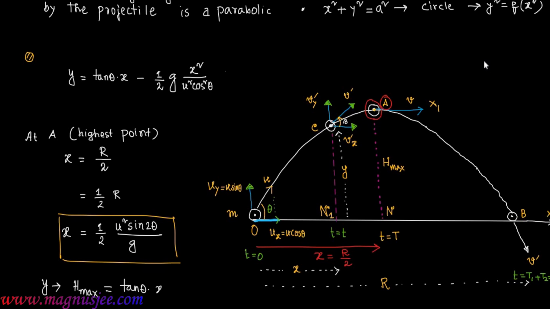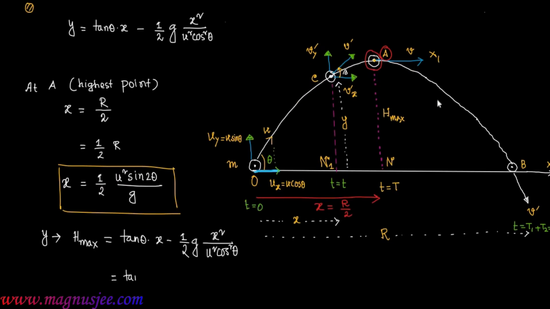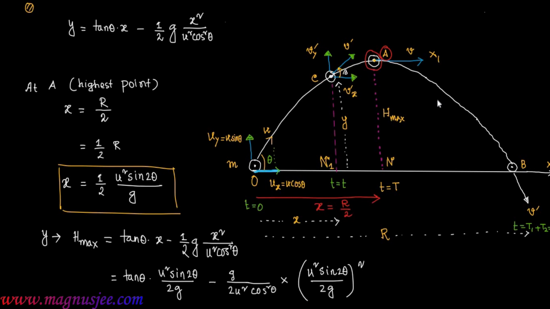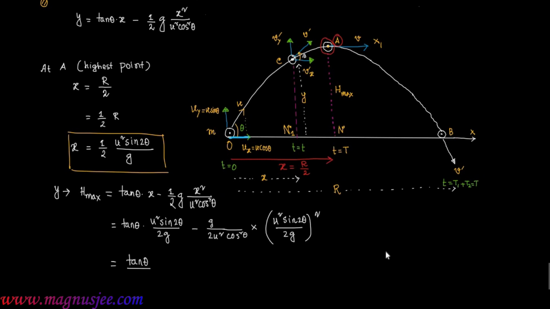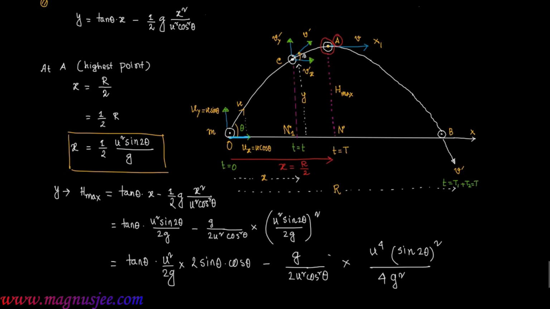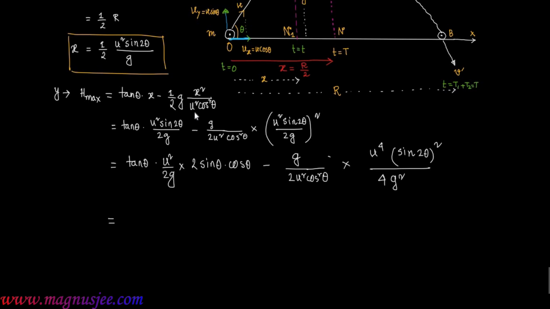At the highest point A, y tends to h max, which is equal to tan theta x minus 1 by 2 g x square divided by u square cos square theta. Putting the expression of x, u square sine 2 theta divided by 2g, and squaring it, we get tan theta into u square by 2g 2 sine theta cos theta minus g divided by 2 u square cos square theta into u to the power 4 sine 2 theta whole square divided by 4g square.